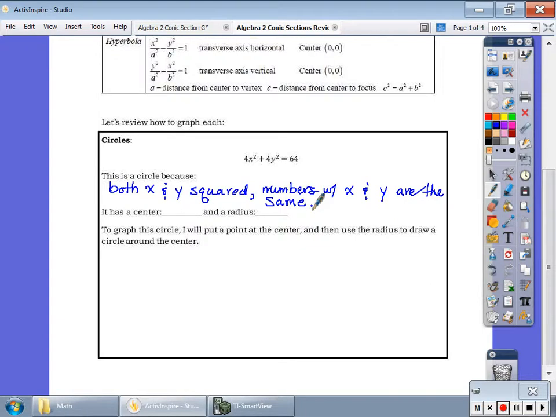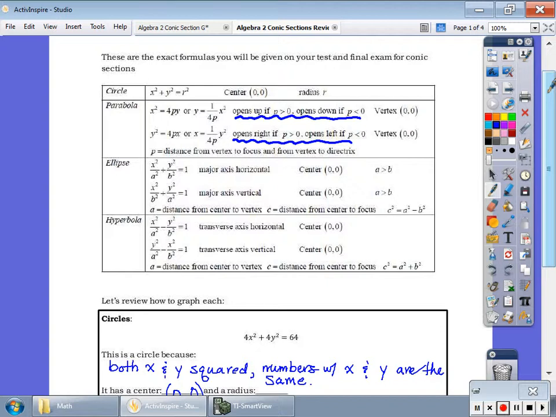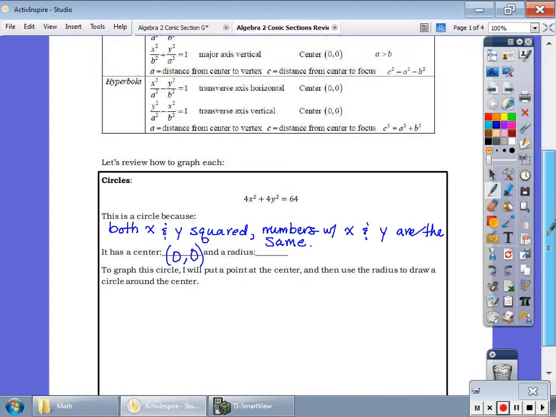This circle has a center. Where's the center of my circle? 0, 0. I'm going to put that right there. It also has a radius. Now look here, this is 4x squared plus 4y squared is equal to 64. But up here it said that the equation for our circle was x squared plus y squared is equal to r squared.